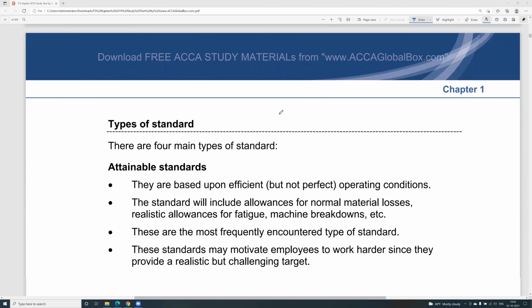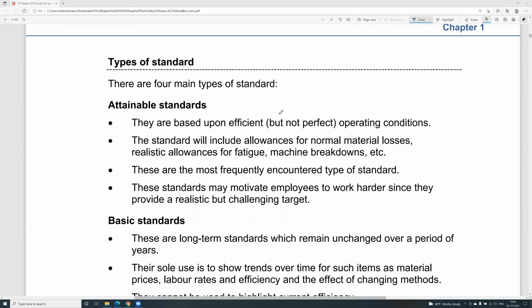Now, types of standards. What are the standards which you need to set for your business to grow? First of all, you need to set attainable standards. These are your standards which you can achieve. Like, suppose you are starting a year and you say that I'm going to produce 100 units. Suppose you are setting a target that I need to achieve $1 million in a year. How much do you need to achieve? $1 million in a year.